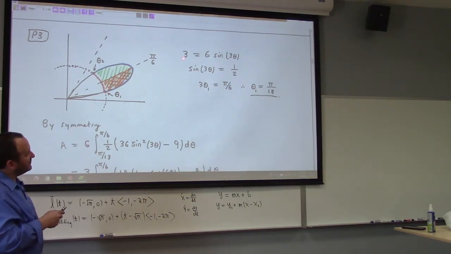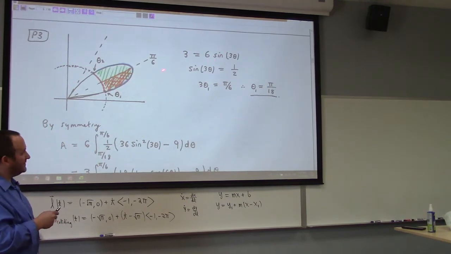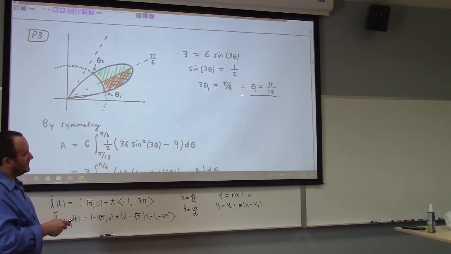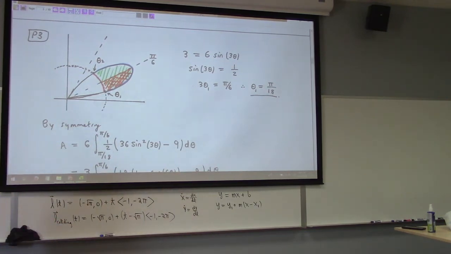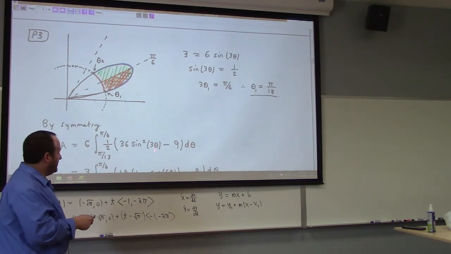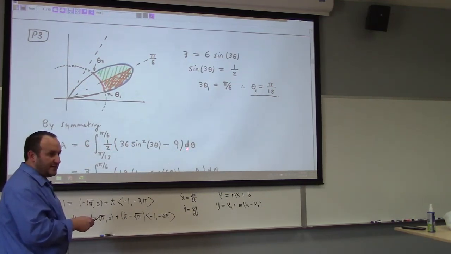But if you set 3 equal to 6 sine 3 theta, that should give you the intersection of the petal and the circle of radius 3, right? And so when I worked that out, that gave me 3 theta is pi over 6, which told me theta 1 is pi over 18. And then past that, it's just relatively straightforward integration. Remember, it's 1/2 outer radius squared minus inner radius squared to calculate polar area, right?